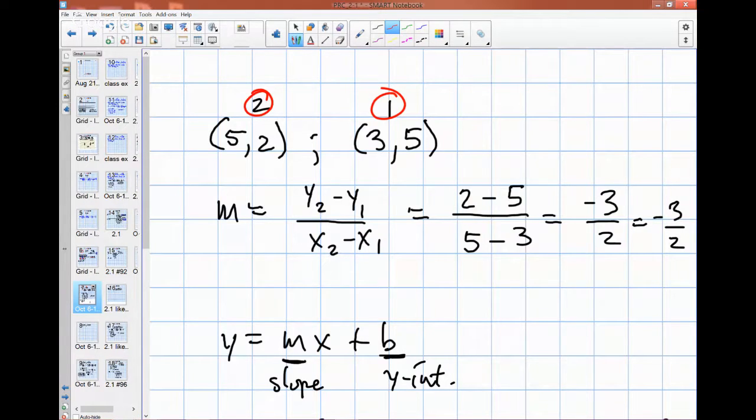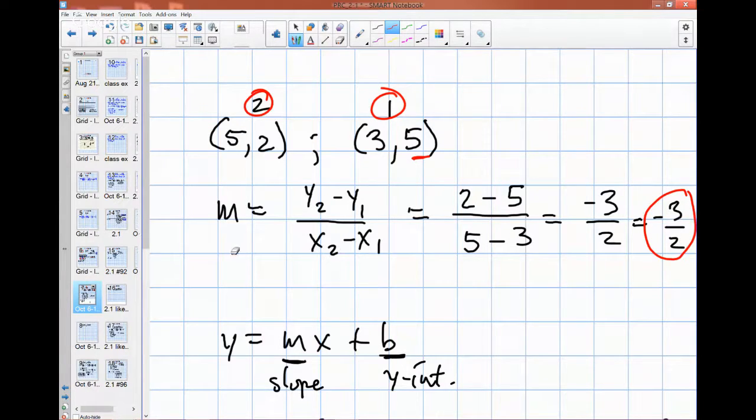Slope: the y-coordinate from point 2, 2, minus the y-coordinate from point 1, 5, over the x-coordinate from point 2, 5, minus the x-coordinate from point 1, 3. So we get -3 on the top, we get 2 on the bottom. There's my slope.